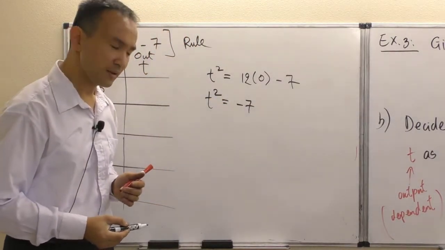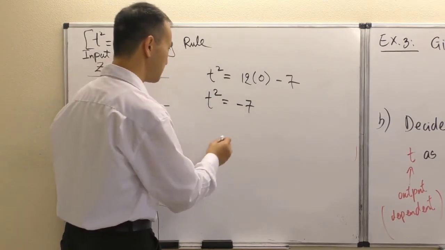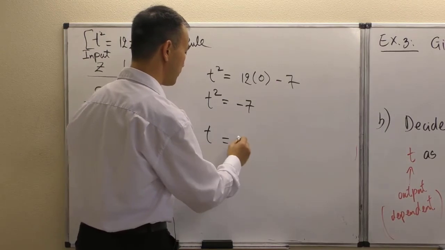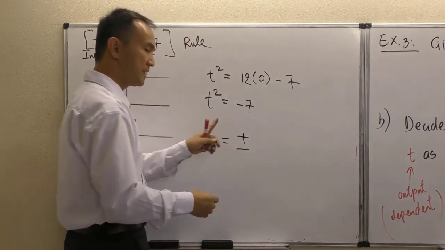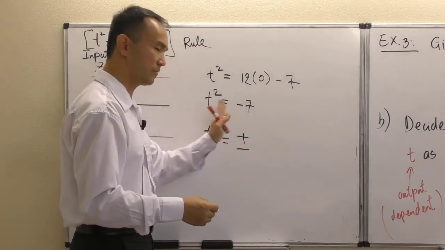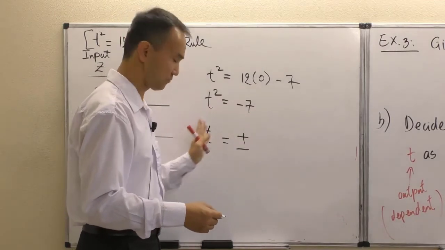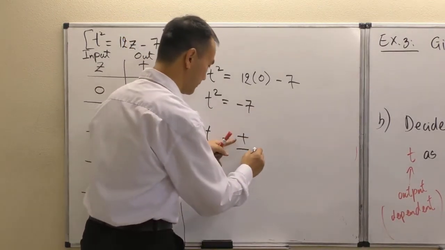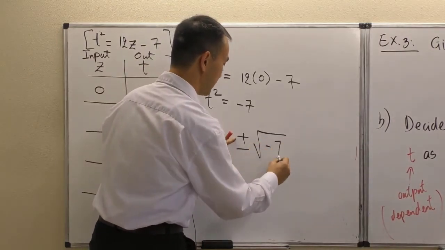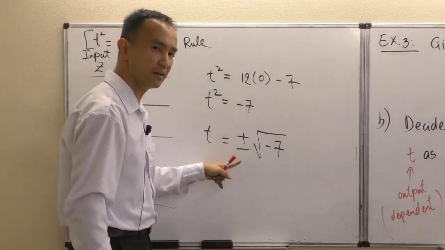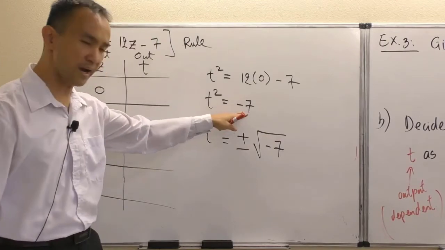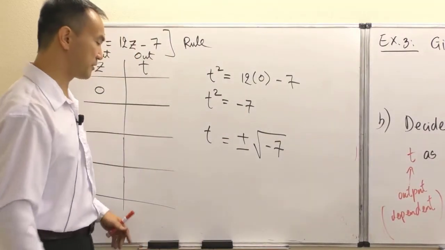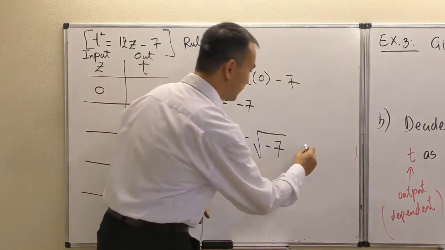Okay, and so now we're going to take the square root of both sides. Taking the square root of both sides of any equation will always give us two different expressions. One of them is a positive square root of -7, the other one is a negative square root of -7, the way it is right now. But wait a minute, this is undefined.